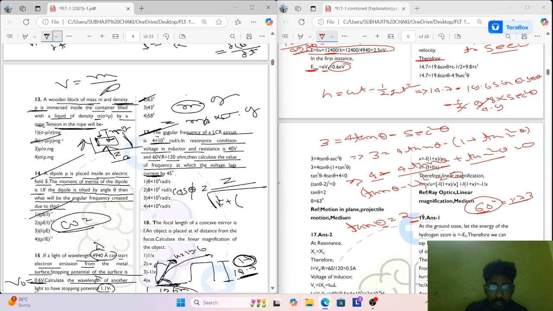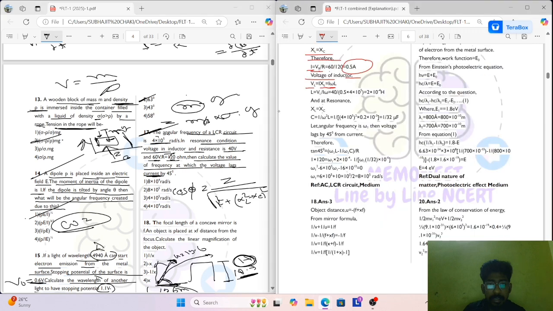Voltage of the inductor is given by I into XL, that is I into omega into L. That means L will be equal to VL by I omega. VL is given as 40 volt, right? I is 0.5, omega is 4 into 10 to the power 5. That means 40 divided by 0.5 into 4 into 10 to the power 5 equals 2 into 10 to the power minus 4 Henry.